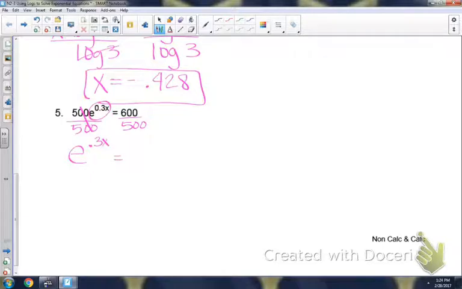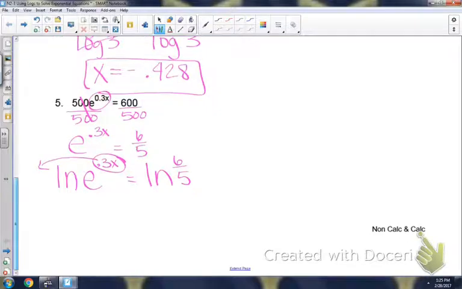I'm going to reduce 600 over 500 to 6/5. Okay, so from here, we took the log of both sides in all the other examples, but notice that we have an e in our equation. If we have an e in our equation, we're not going to take the common log of both sides. We're going to take the natural log of both sides. So if there is an e in your equation, you should be taking the natural log of both sides in order to make that exponent a coefficient.